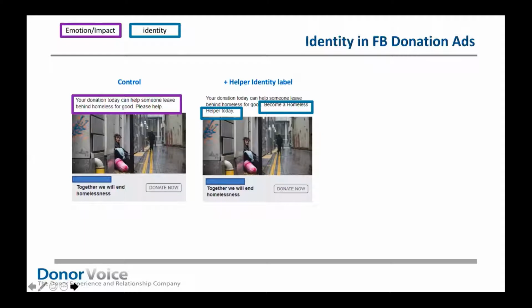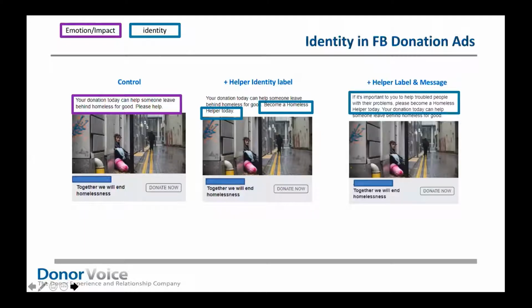And in addition to that, we had a version that elaborated a little bit more into that helper identity. It was the sentence, if it's important to you to help troubled people with their problems, please become a homeless helper today. And this copy, we didn't just make it up. It was one of the items in the validated scale that measured that identity.